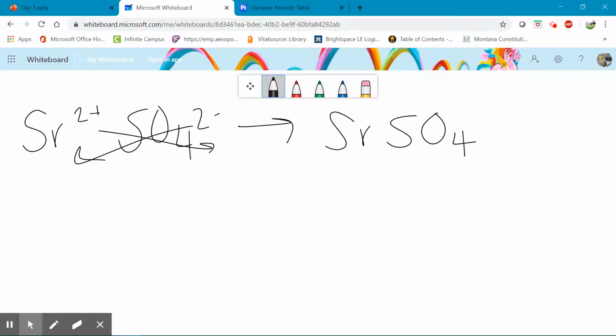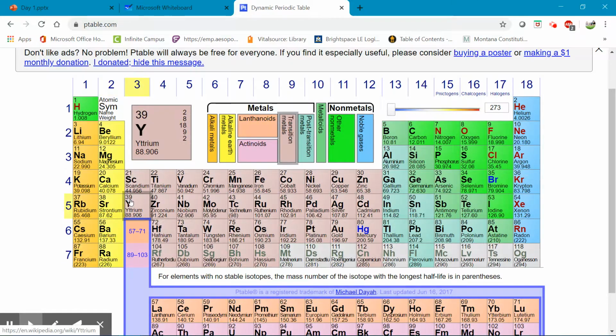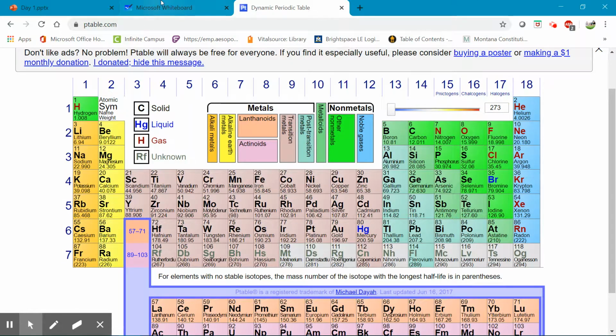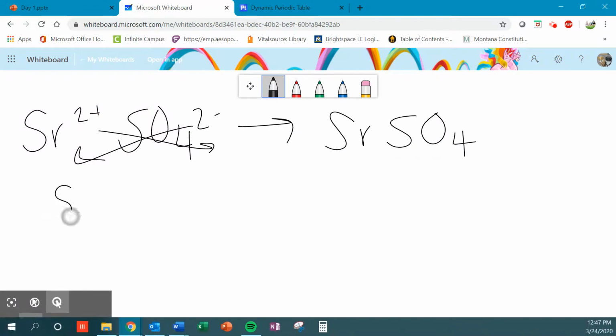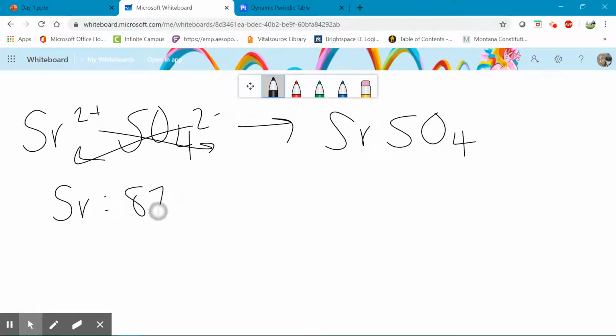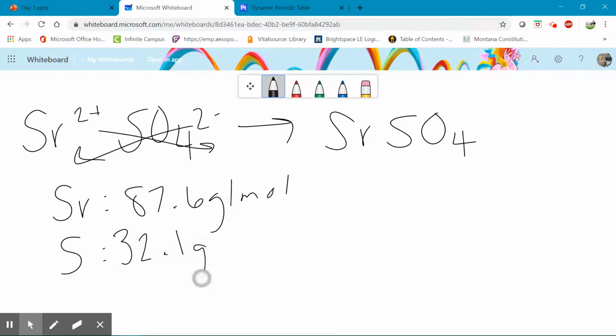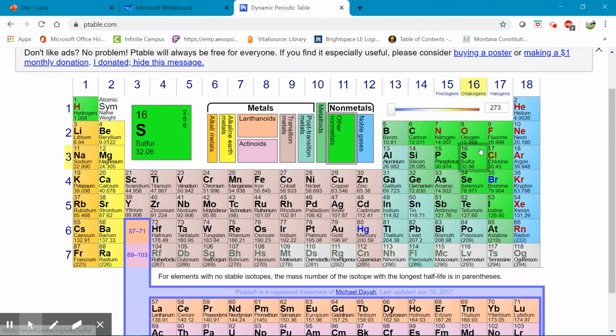our ionic bonds. So in regards to that then, strontium has a mass of 87.62, so we'll round that to 87.6 grams per mole. The sulfur is by itself because there's only one of those, and that, if we remember back, is 32.1 grams per mole when you round it.